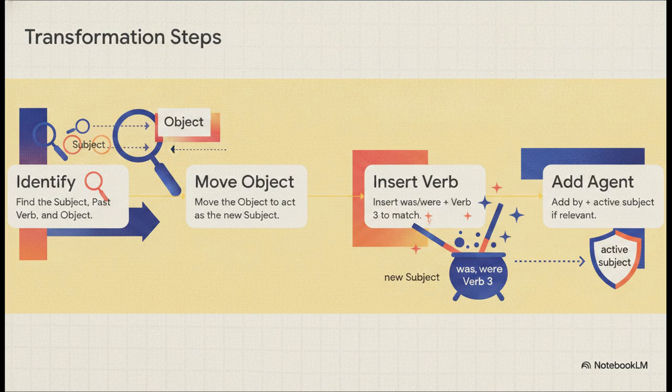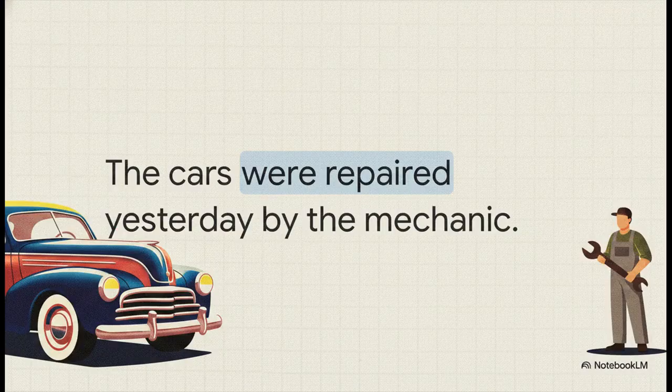Step 2. Grab that object and move it to the front to act as your brand new subject. Step 3. Insert your magic words, either was or were plus verb 3, making sure it perfectly matches that new subject you just moved. And finally, Step 4. Add the agent using the word by, well, if it's actually relevant to your story. Okay, let's put this machine to the test with a real example.